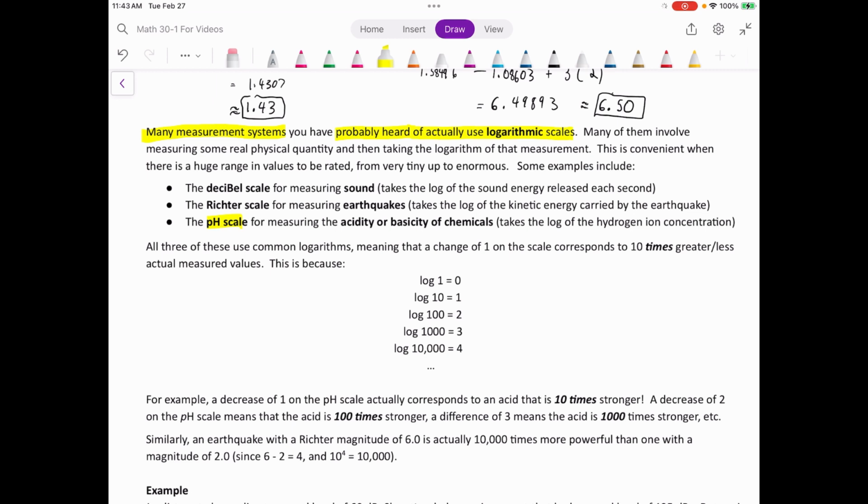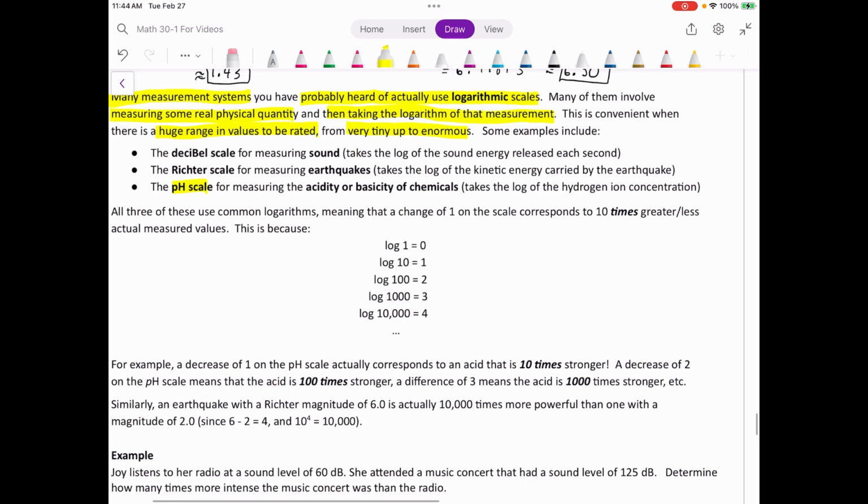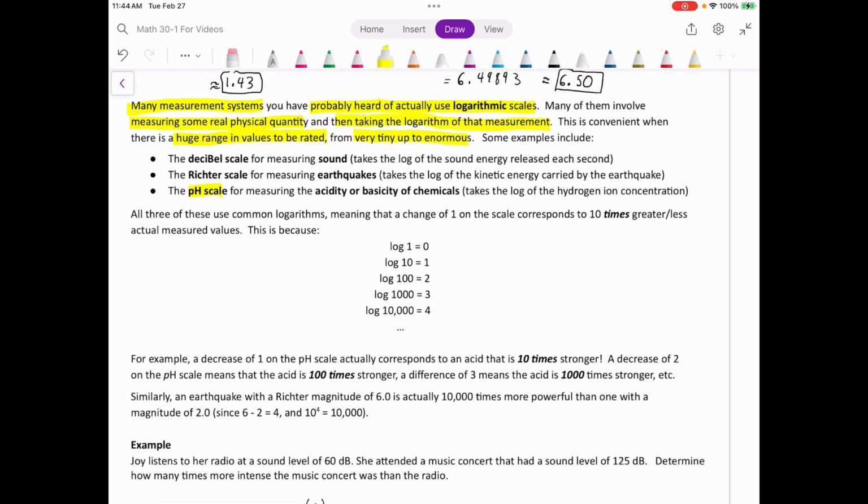A lot of them involve, for example with the pH scale, measuring some real physical quantity, some tangible thing, and then taking the log of that measurement. Why would we do that? Well, it's really convenient when there is a huge range in values to be rated, from very tiny up to enormous. I'll use the pH example because that's the one you're probably most familiar with as a high school student, but these other ones are as well.